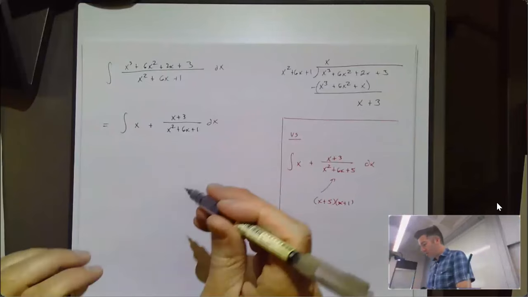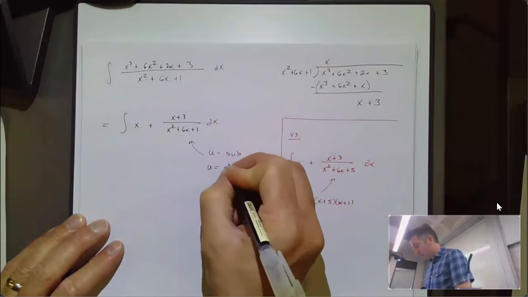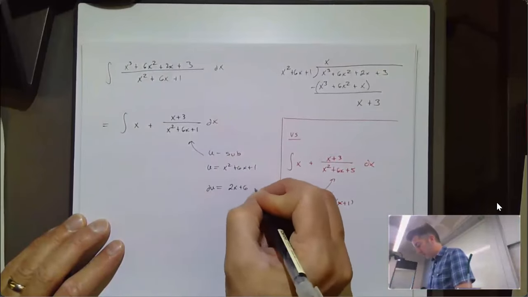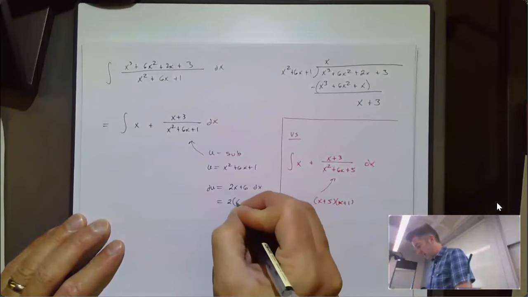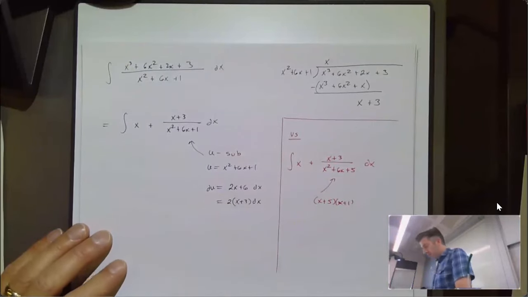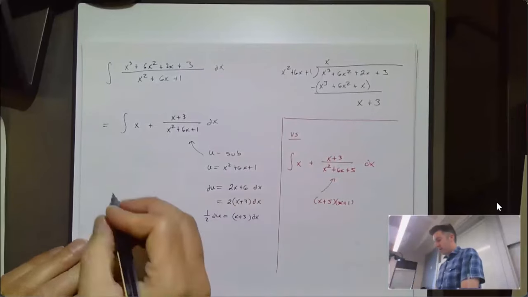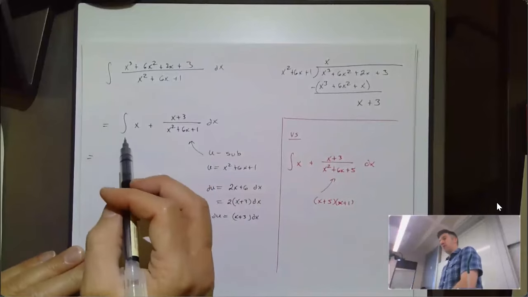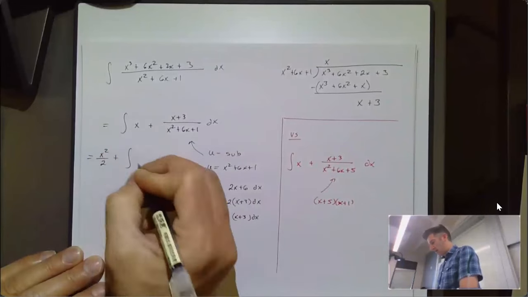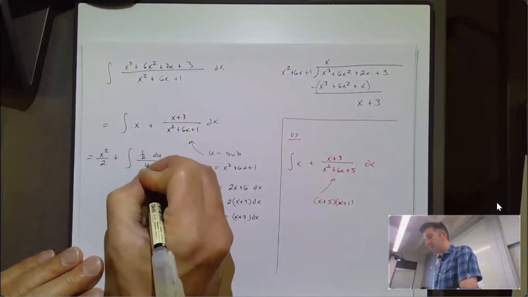And definitely here, we can do a u substitution. We can let u equal x squared plus 6x plus 1. And our du is exactly 2x plus 6 dx, which is 2 times x plus 3. So 1/2 du is equal to x plus 3 times dx. And we can rewrite this as, I would probably do it this way. I would do the integral of x, so I'm going to get x squared over 2 plus the integral of, this is going to become 1/2 du over u.